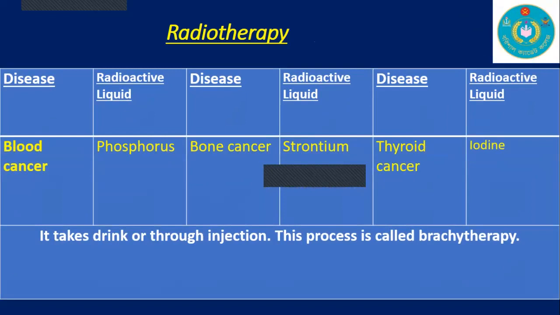Observe this table. If the disease is blood cancer, then a radioactive liquid is used, that is phosphorus. And if the disease is bone cancer, then we use strontium. And if the disease is thyroid cancer, then we use iodine. And it is taken as a drink or through injection. The process is called brachytherapy.